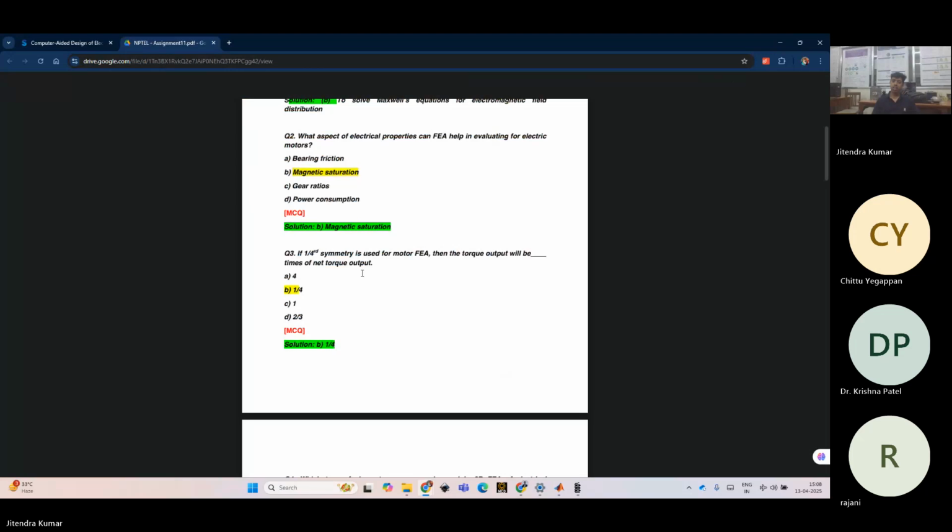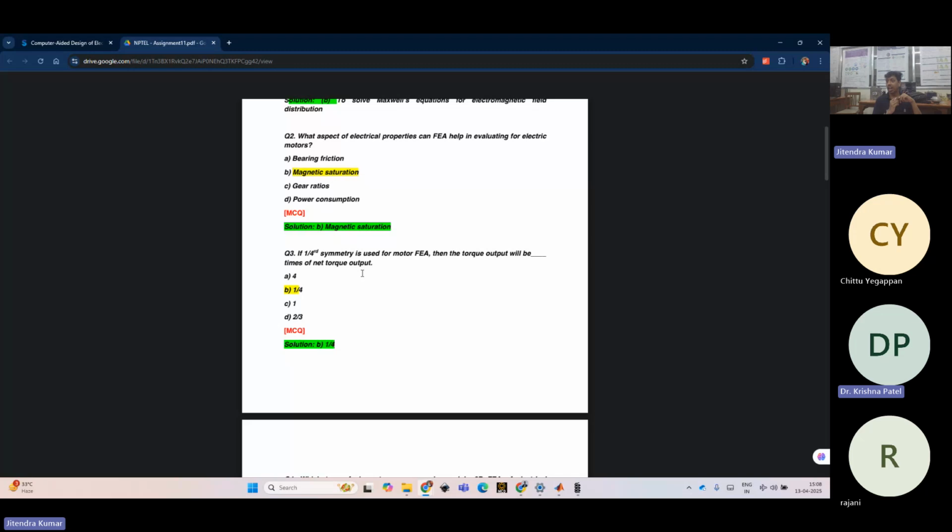Sorry, could you please repeat the last line? My understanding is that for time saving we do only one-fourth part of the geometry and do the analysis for that part only. Whatever result we get is for one-fourth part. But if I want to find out for the whole machine, then we have to multiply by 4, na?